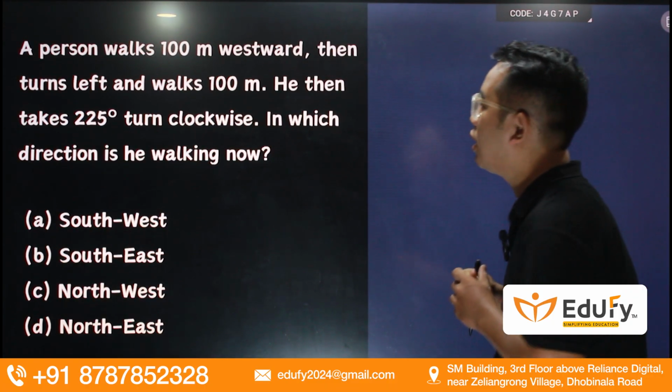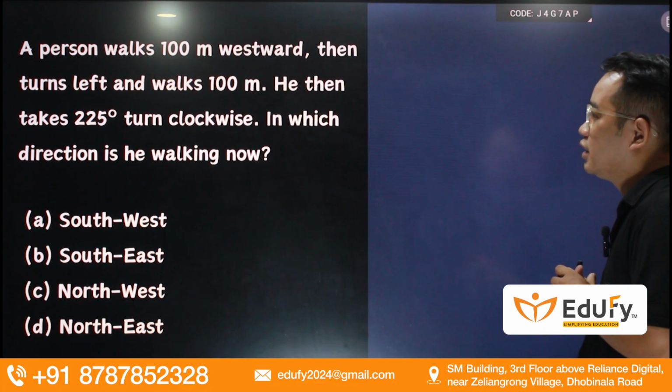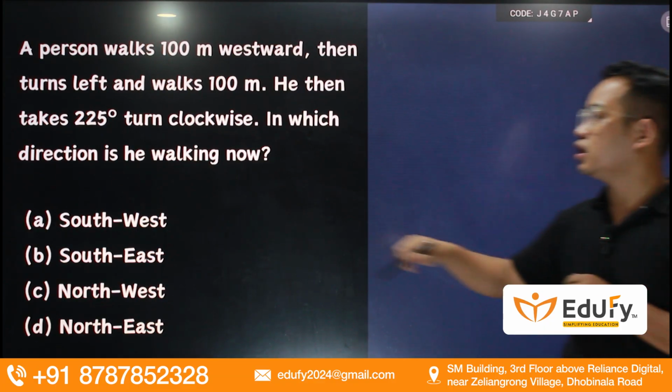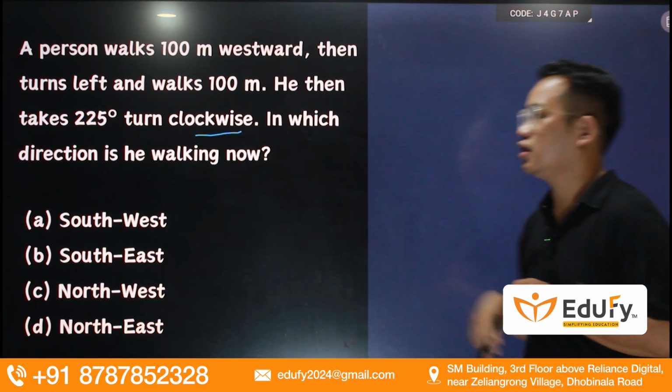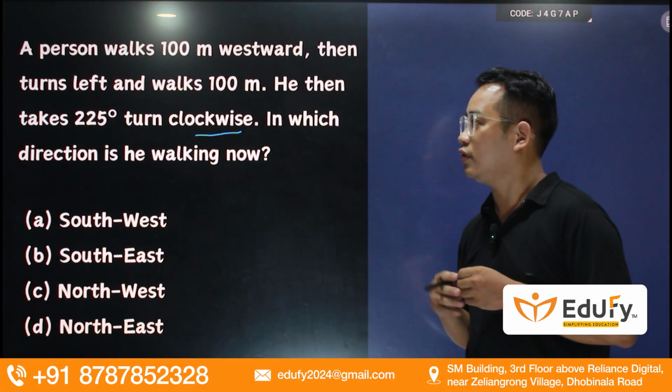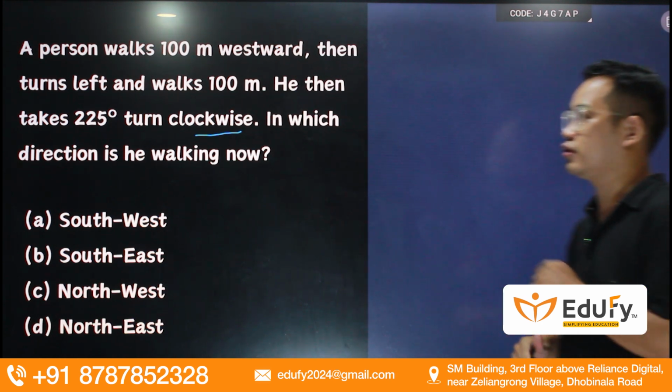Okay, a person walks 100 meters westward, then turns left and walks 100 meters. He then takes a 225-degree turn clockwise. In which direction is he walking now? Okay, to solve this question, let me first make the diagram and then we will proceed from there.